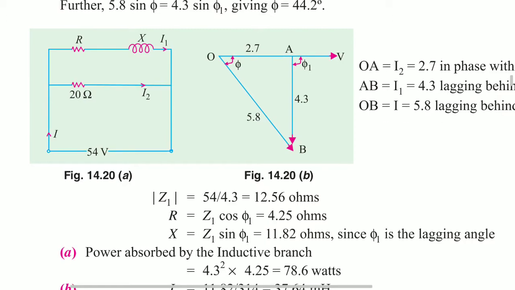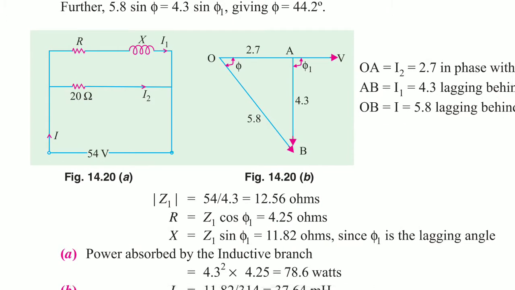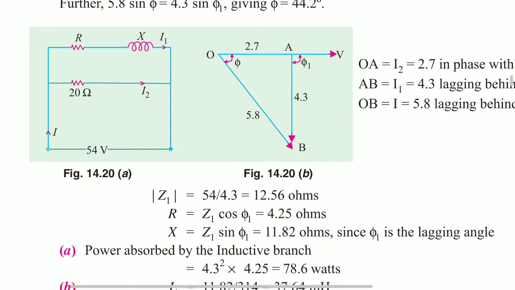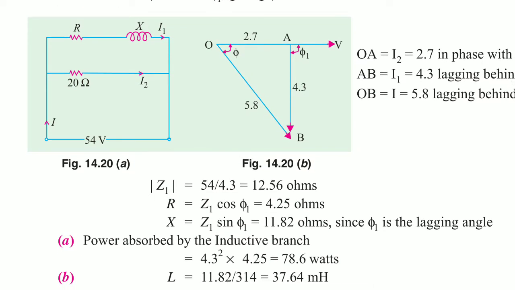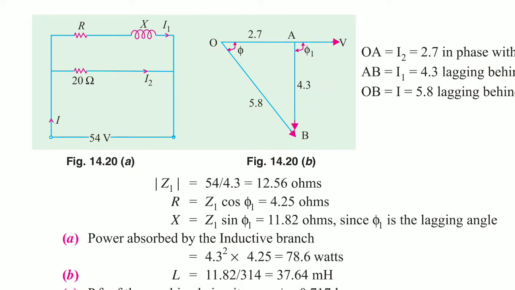R is Z1 cos phi 1, that is equal to 4.25 ohms. X is equal to Z1 sin phi 1, that is equal to 11.82 ohms, since phi 1 is the lagging angle.